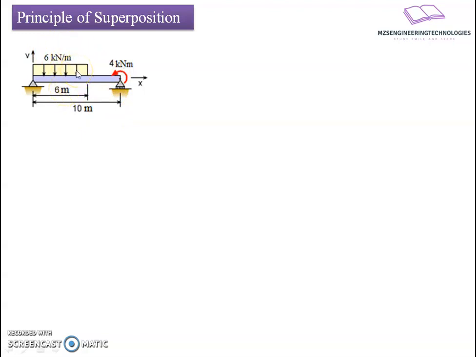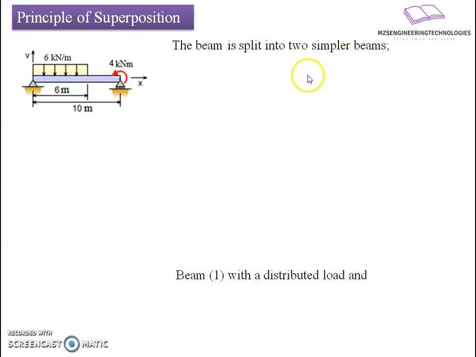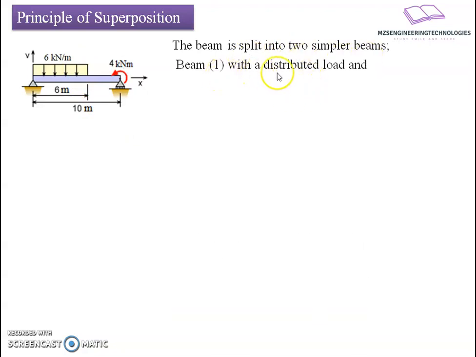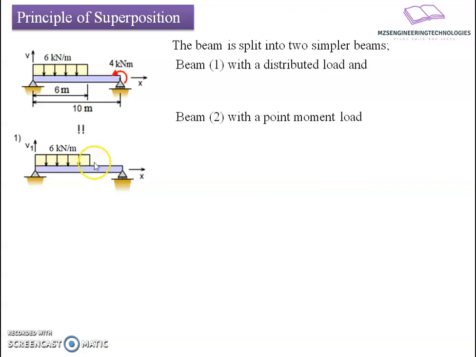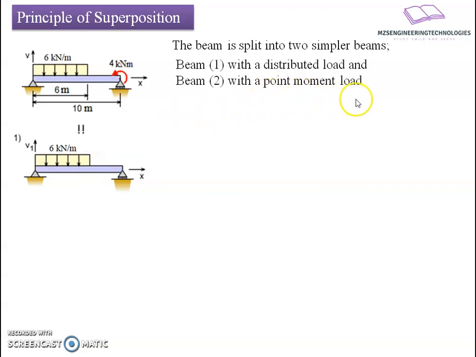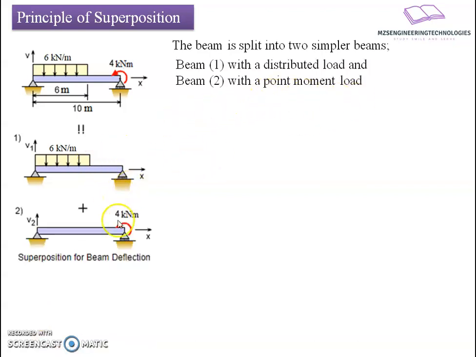So what I can do here is simplify this into simpler cases. For simplification, I will split this beam into two simple cases. The very first case is beam 1 with a distributed load, where I consider the UDL acting separately, and the second case is beam 2 with a point moment load acting on the section like this. So here I have two separate cases. Now I will analyze these two separate cases and get the displacement of each.